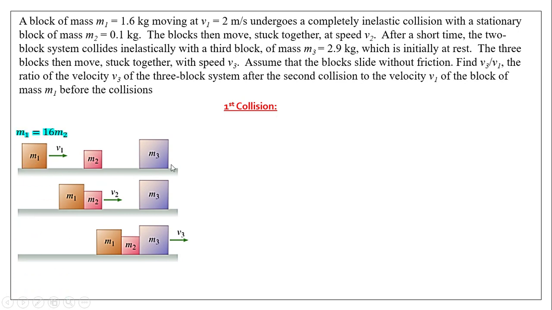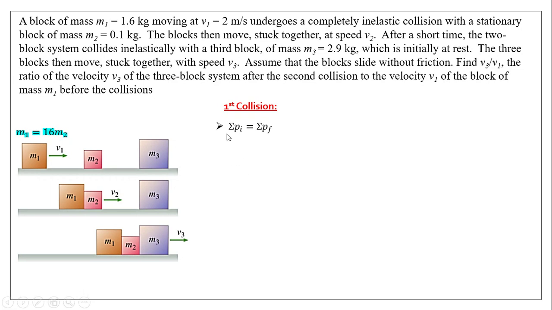So I'm just going to set up M1 being 16 times M2. If you read the problem here, M1 is given as 1.6 kilograms. M2 is given as 0.1 kilograms. So if you think about it, M1 is just 16 times M2, because 16 times 0.1 will give you 1.6. So M1 can be rewritten as 16 times M2. You don't have to do this for this particular problem. You literally can just plug in 1.6 and 0.1. I just like to do this strategy because it will cancel M2 out.